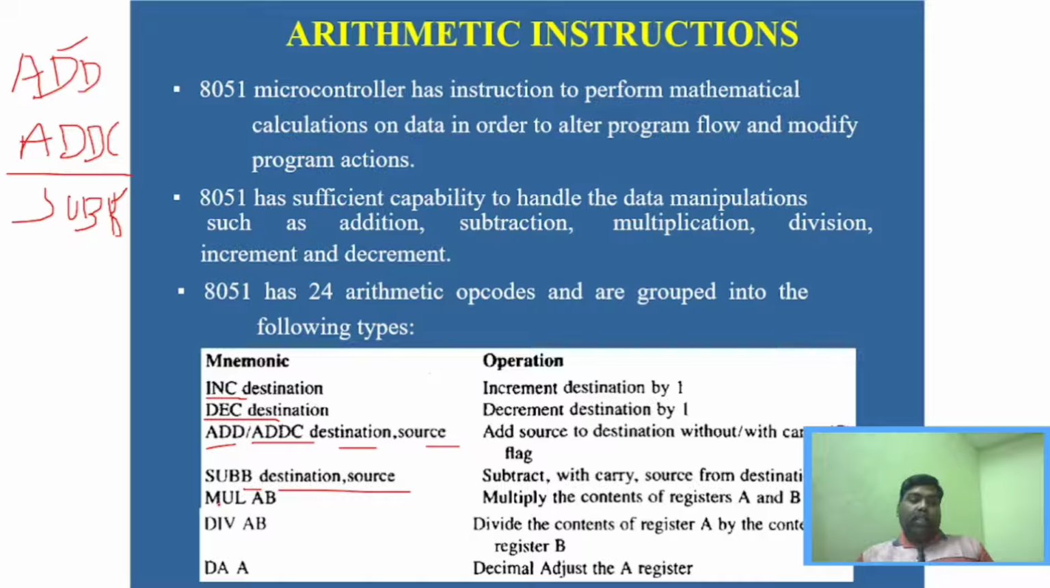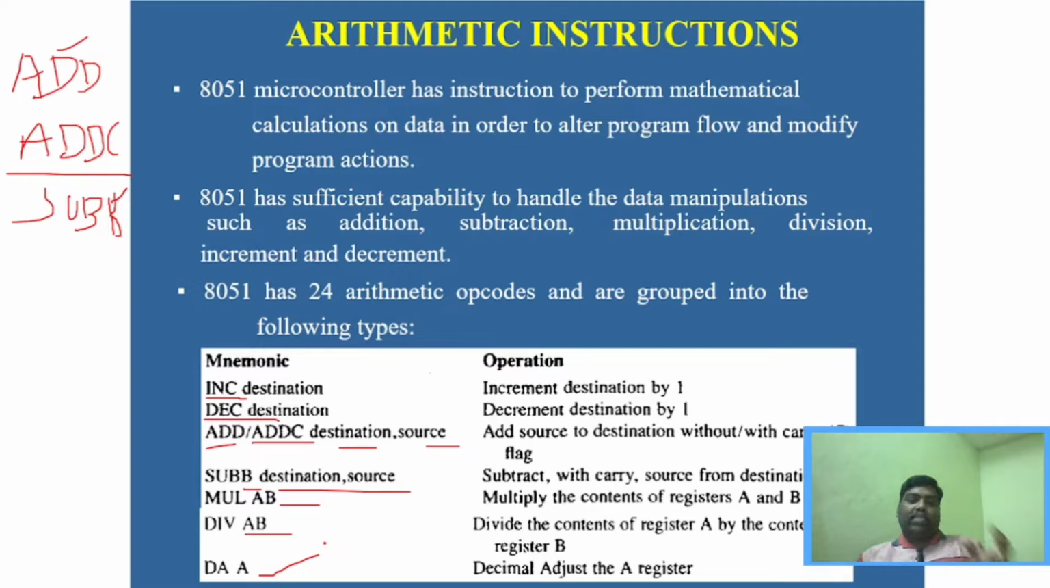And when it comes to MUL AB, this instruction is a direct instruction where the content of A and the content of B will be multiplied, right? And similarly, when it comes to division, the content of A is divided by B, right? And this is a very important instruction, which is DAA. What is DAA? It is nothing but decimal adjust accumulator, right?